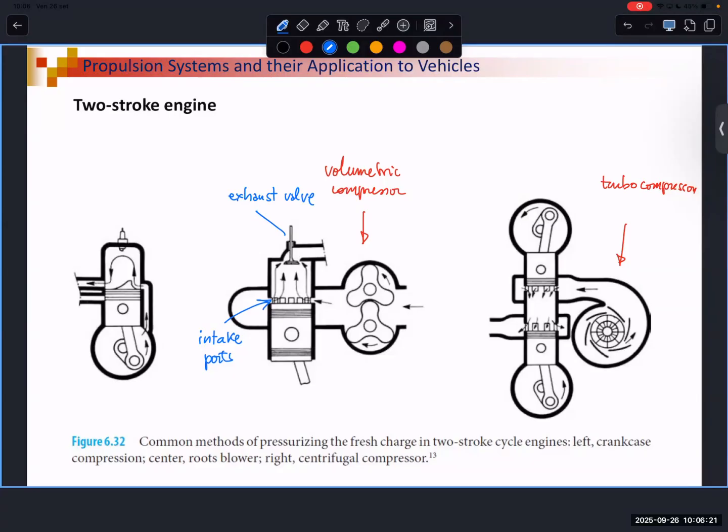You also have to pay attention to the values of the pressure, because if the pressurization is too high, you can have a higher formation of short circuit. So you have to balance the level of pressurization during intake and exhaust, because here the differential pressure is much more important with respect to the four-stroke engine.